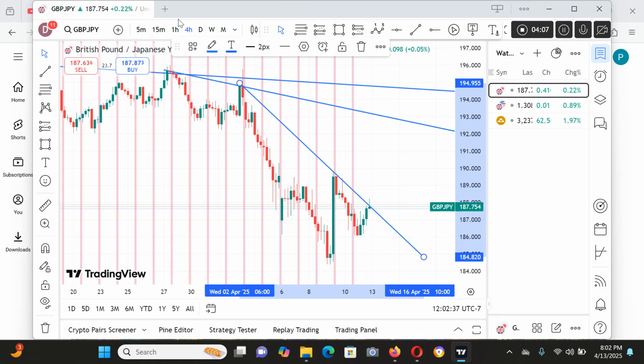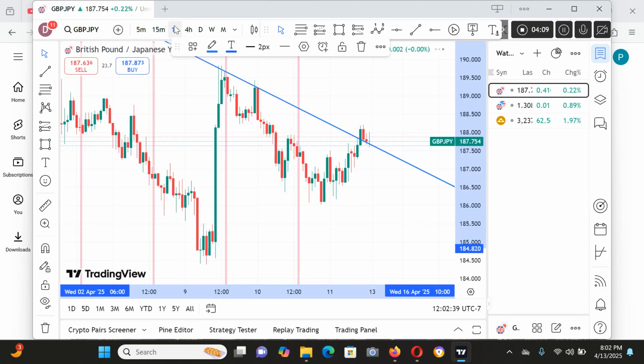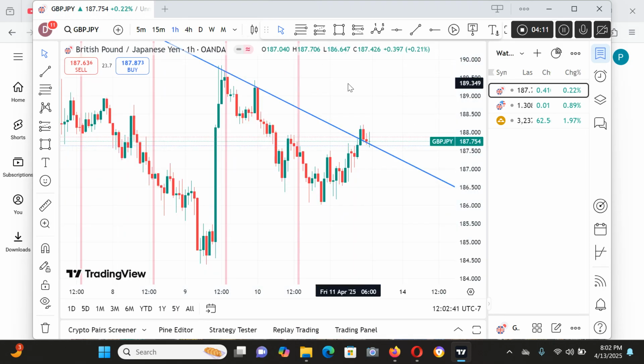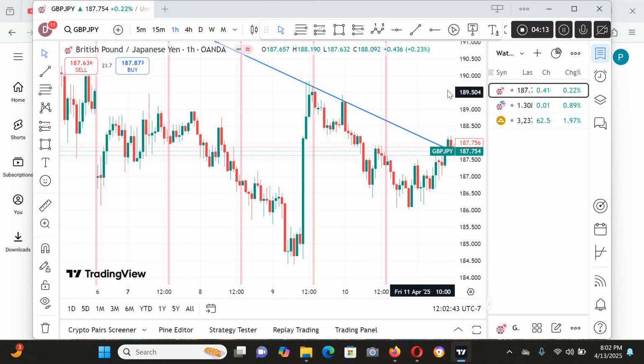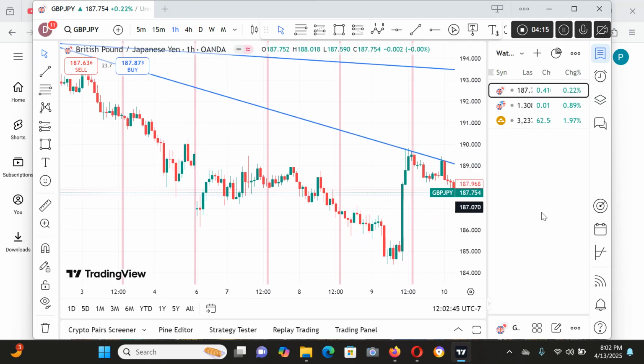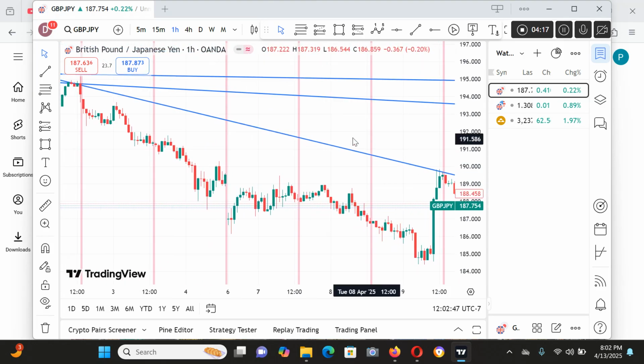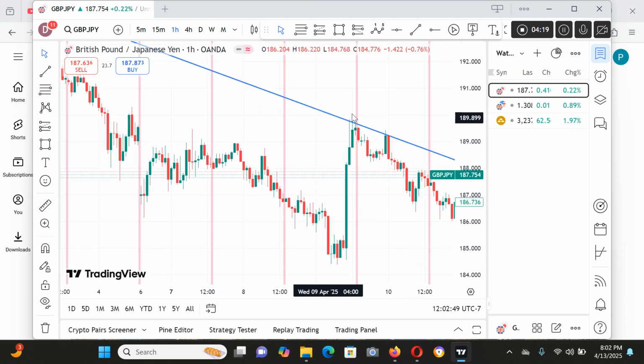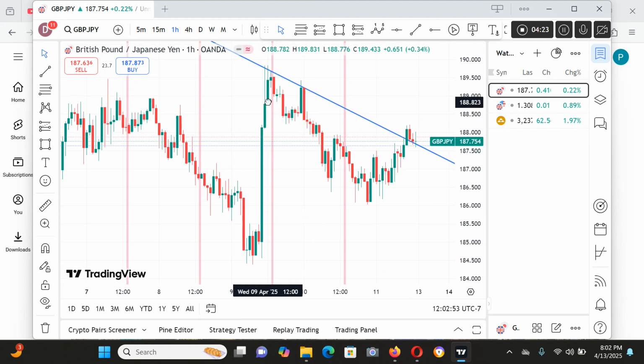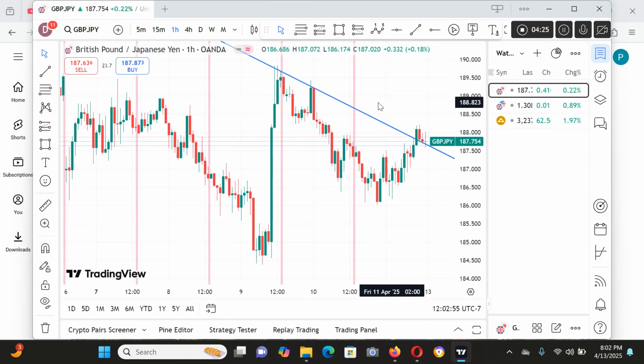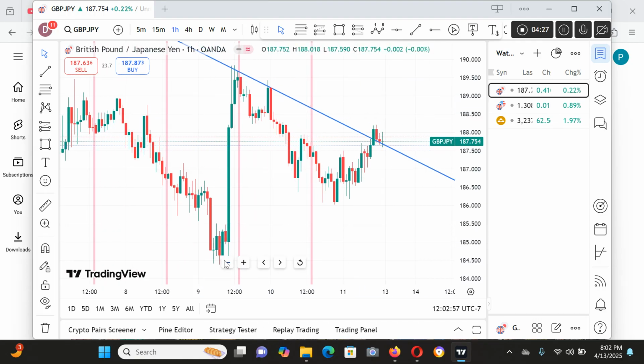So we go straight to the 1 hour time frame to determine the current trend of the market. You can see the market is going down, downtrend. But from the 1 hour time frame, we can draw a counter trend line. That's what we call a counter trend line.